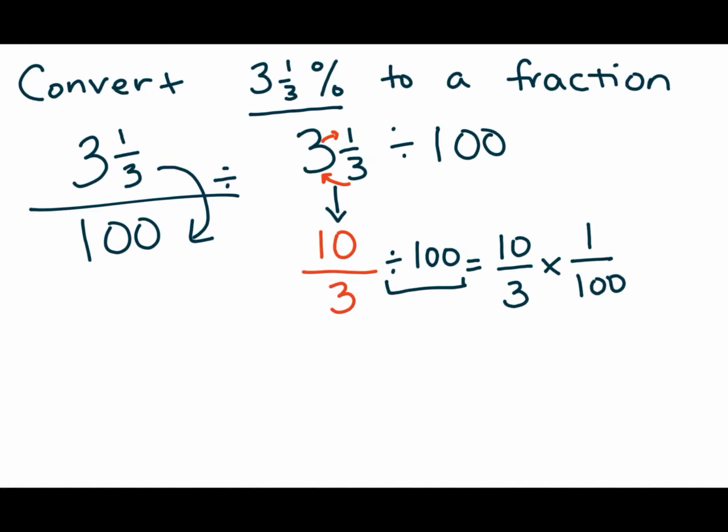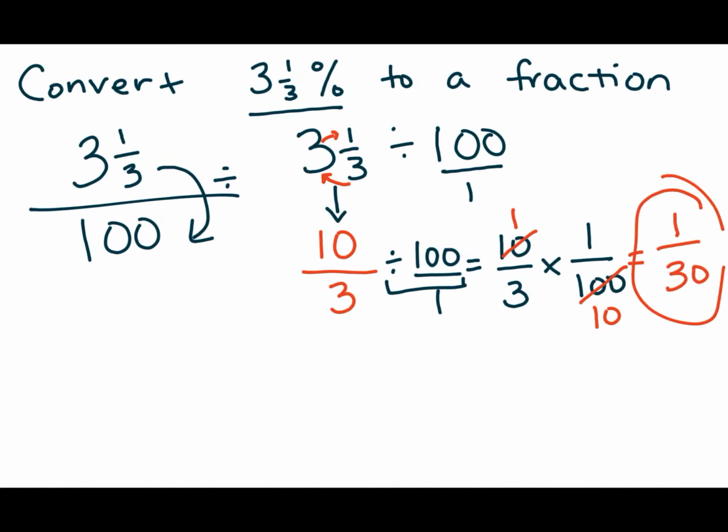Remember, we multiply by the reciprocal. I've been noticing people who are multiplying by the number, and that is a totally different thing. You want to multiply by the reciprocal. This is 100 over 1. We flip it around. Okay, I can cancel these out, divide each of these by 10. And so that gives me 1 over 30 is my fraction. 3.33% is the same thing as 1 over 30.